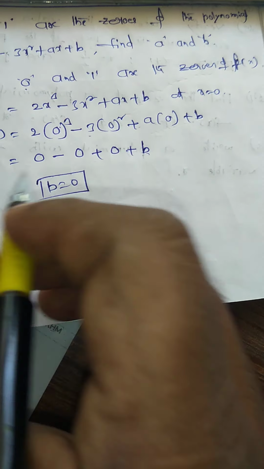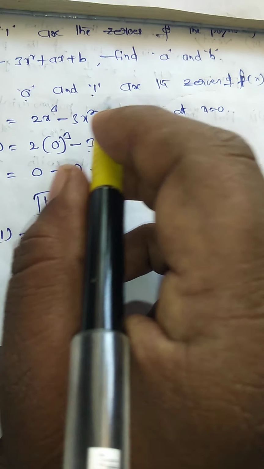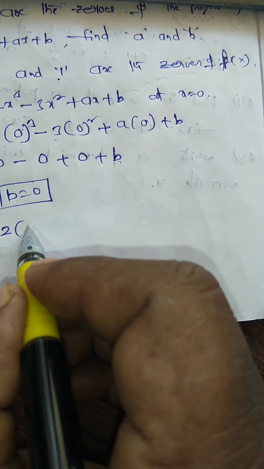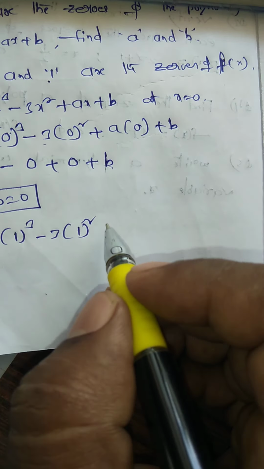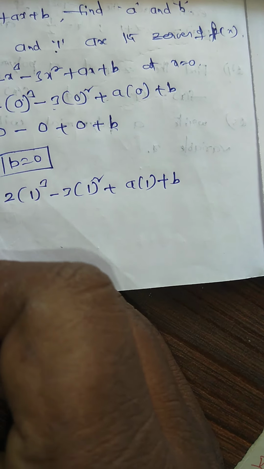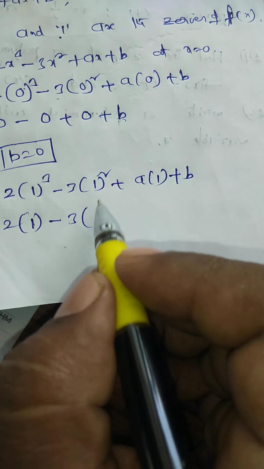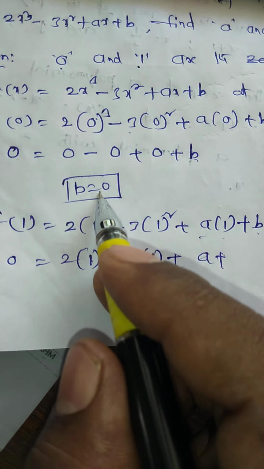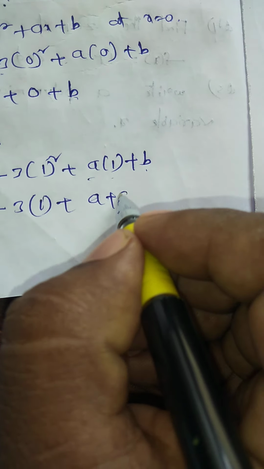We got the b value. In the second case, f of 1 is the second zero of the given polynomial. Now again, 1 cube minus 3 into 1 square plus a into 1 plus b. F of 1 means this zero of the polynomial. 1 cube means 1. 3 into 1 square means 3. A into 1 is a, plus b. Here we got from the above equation the b value 0. This value we can substitute here.